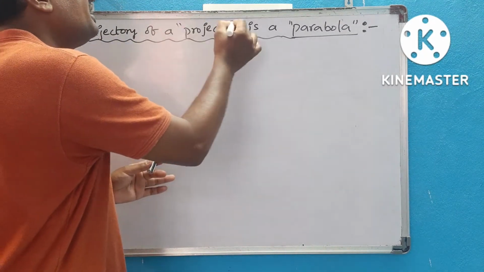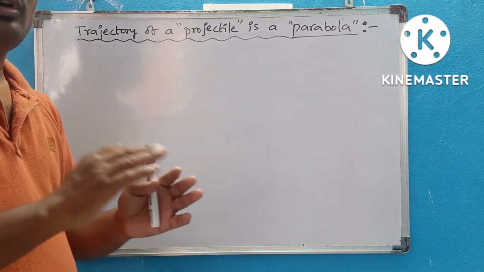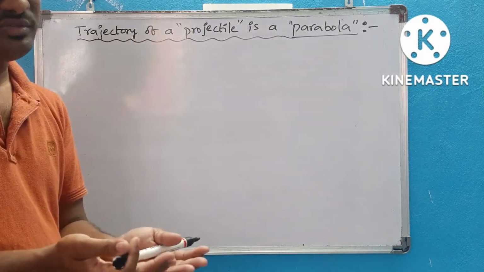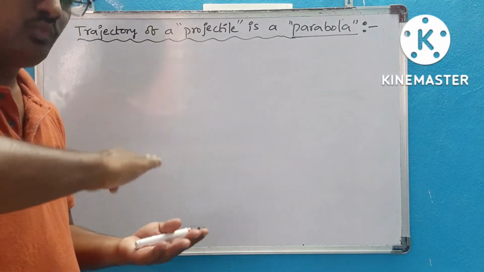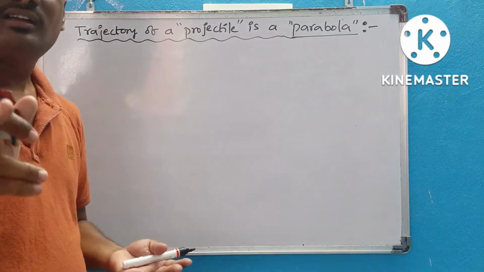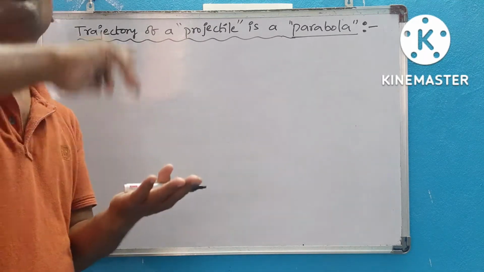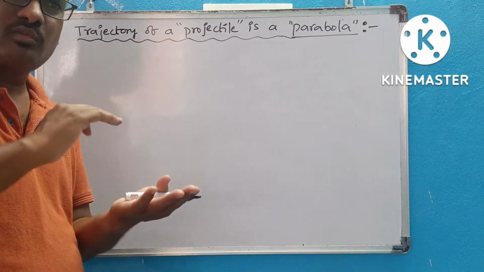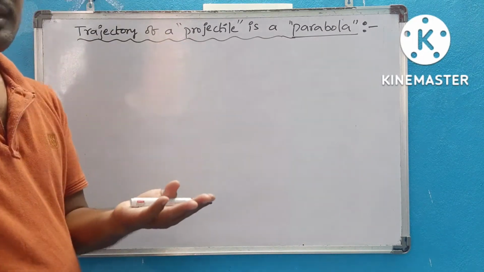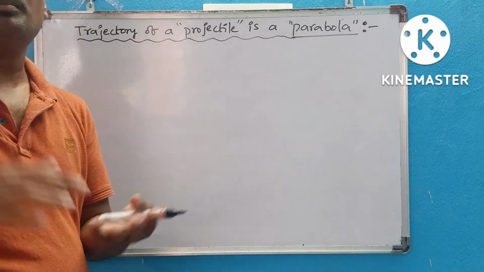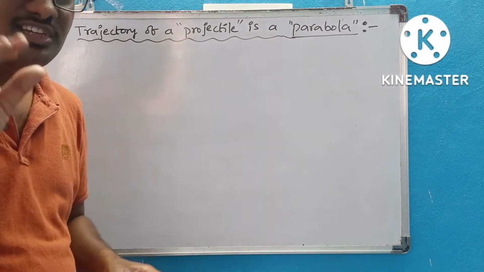So what is a projectile? If any body is thrown on the earth, within the gravitational field of the earth, at any angle other than 90 degrees with the horizontal, then that body is called a projectile. Now, from the throwing point to the final falling point, the total path of the projectile is in which shape?